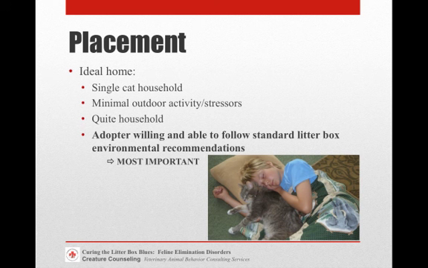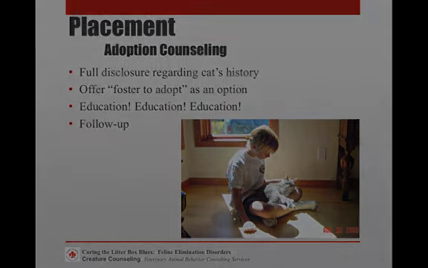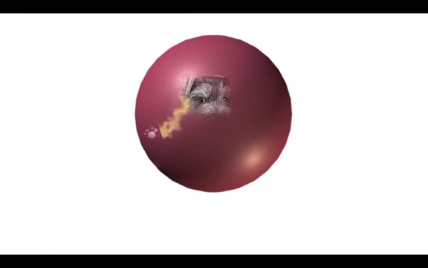It's education, education, education. If you can just make potential adopters aware of these things, we can prevent them from ever coming back or having problems at all in the future. And like I said, I'm in the business to get myself out of business. Full disclosure regarding the cat's history. And then you could do a foster to adopt program. If it didn't work out, they could come back. Sometimes that's easy. But again, education, education, education.